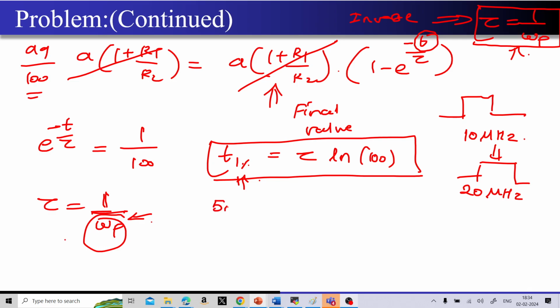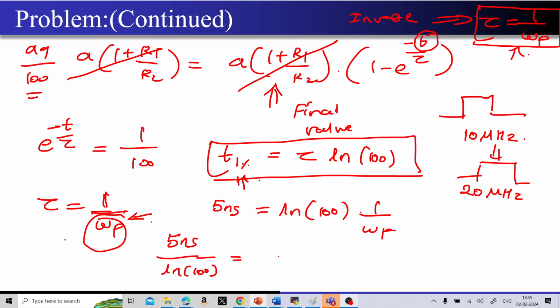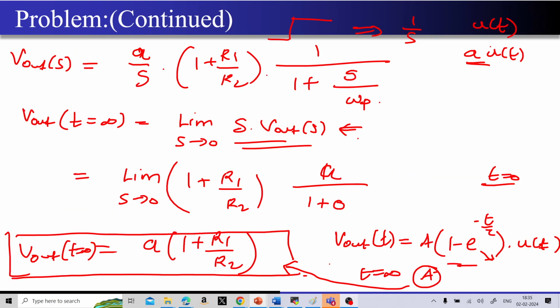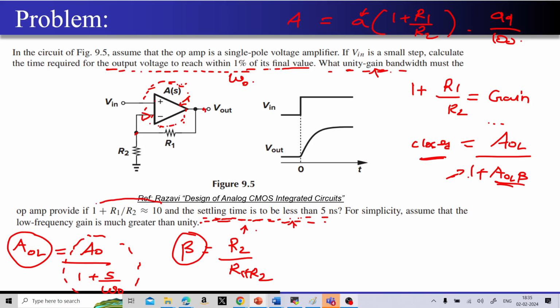Right? So now what we are left with is, of course, this equation is here, and we want this t 1% to be 5 nanoseconds. Right? Now I have 5 nanoseconds is equal to ln of 100 into tau, which is nothing but 1 upon omega p. Correct? Now let's put the value over here. So now what I will be doing is 5 nanoseconds upon ln of 100 will be equal to 1 upon omega p, which is nothing but 1 plus R1 by R2 into 1 upon A naught omega naught. Correct? So this is the equation that I am left with. Now they have given this value to me. Remember in the question, they have given this value to be around 10. So I know this value.